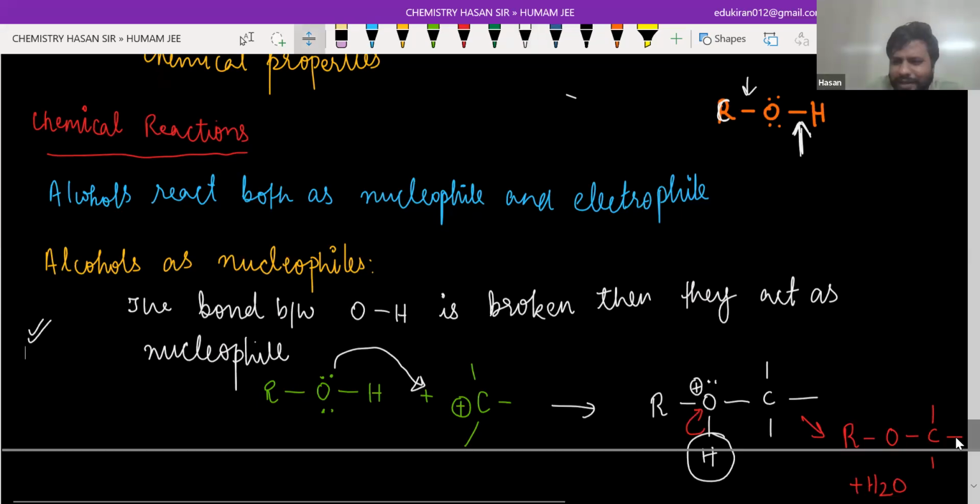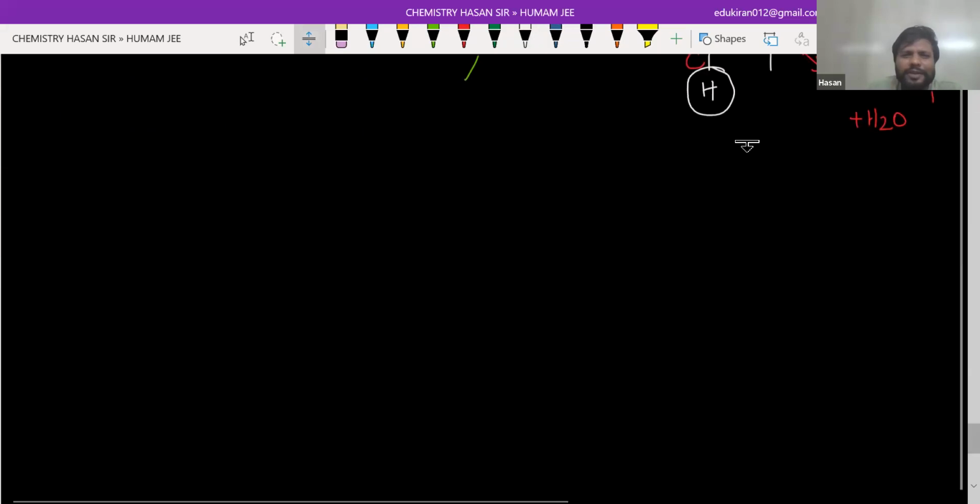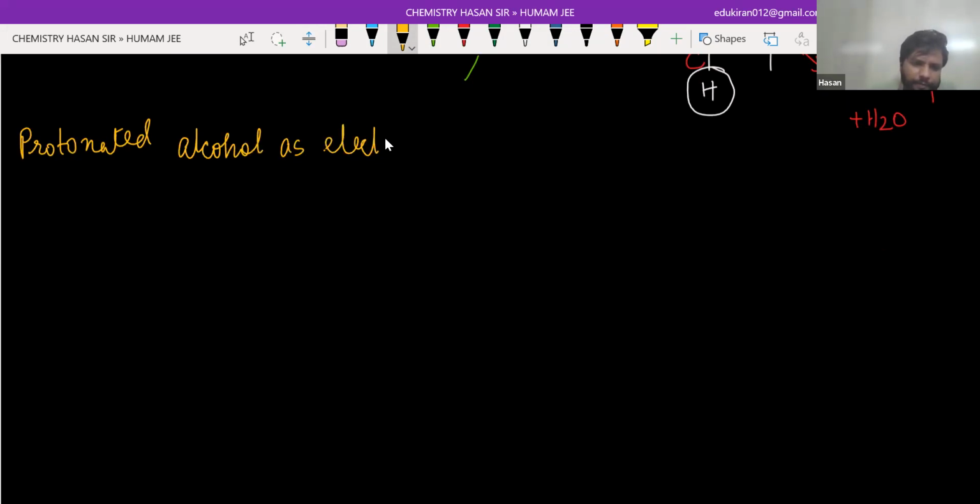Alcohol can act as electrophile, that means electron deficient compound, in only one case. When the alcohol is protonated, that means alcohol already reacted with H plus. That means alcohol already acted as nucleophile, we can say. So protonated alcohol as electrophiles. And it is possible when the CO bond will be broken.